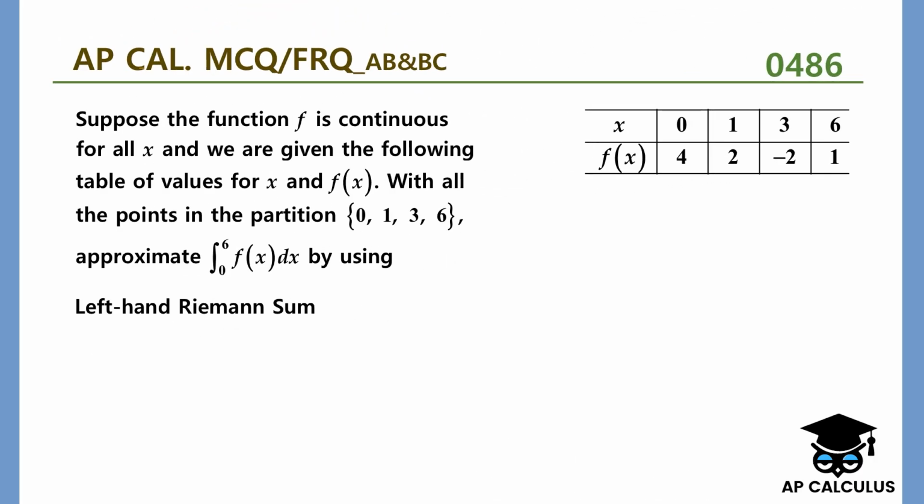Question 486. Suppose the function f is continuous for all x, and we are given the following table of values for x and f of x. With all the points in this partition, approximate this definite integral by using left-hand Riemann sum.